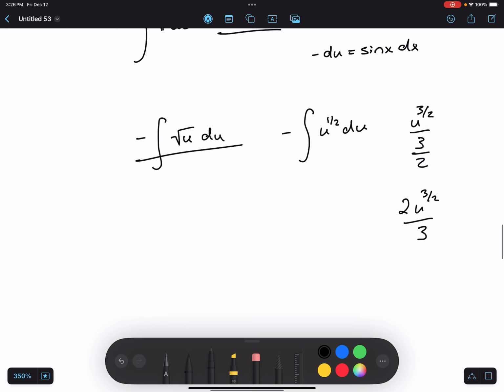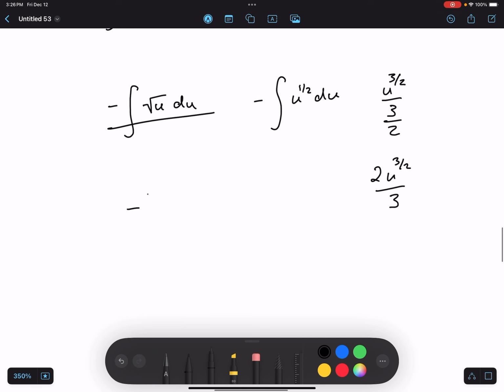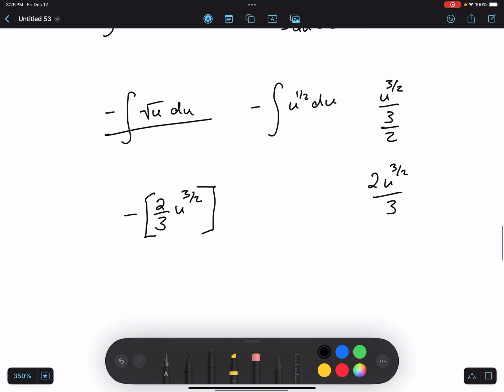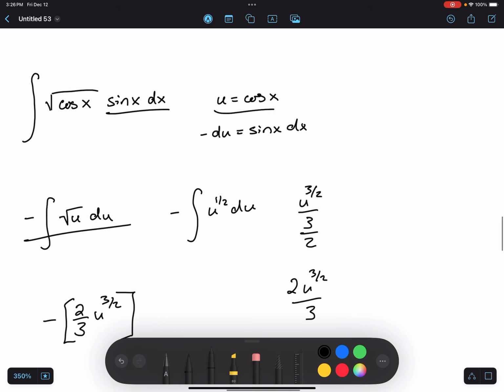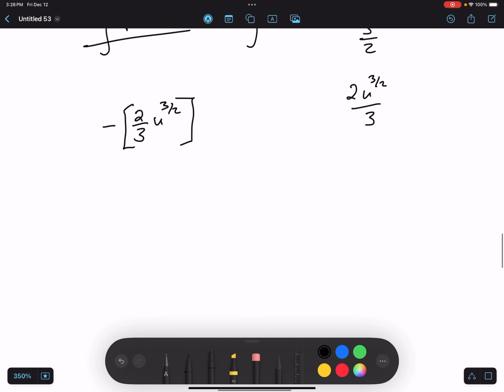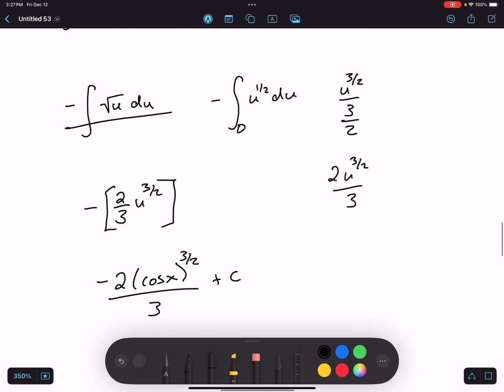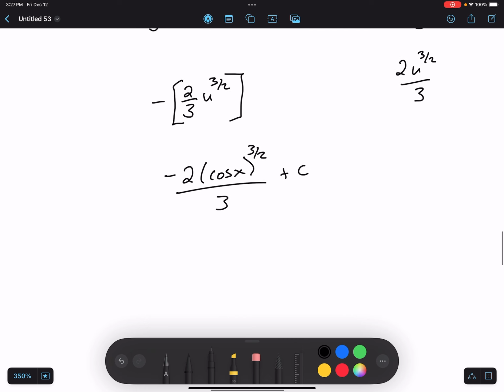Plugging that all back in, we can write negative times 2/3 u to the 3/2. And then finally, just plugging back in cosine x for u, that will give us negative 2, and then in parentheses, cosine x to the 3/2 over 3 plus C, because we're working with an indefinite integral. And that is the solution to this question.